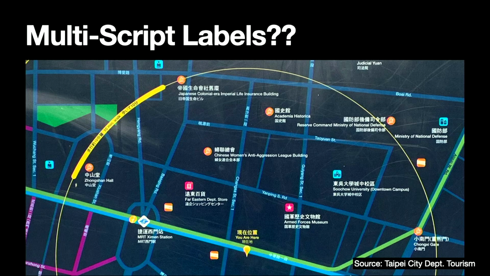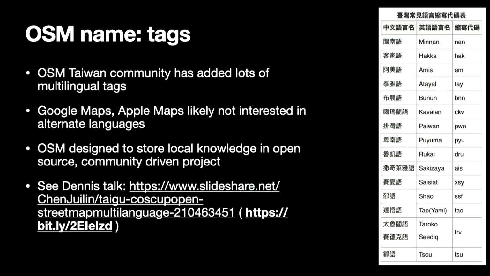on the client. So the OSM community in Taiwan has done a lot of work to add multilingual labels, specifically for Taiwanese or Taigi, and also for indigenous languages and Hakka. And this is a really good match for an open source project because maps like Google and Apple are probably not interested in showing these languages, even though there's a lot of people that are interested in them. And I added a link to Dennis's talk from last year, where he talks in more detail about adding this data to OSM.